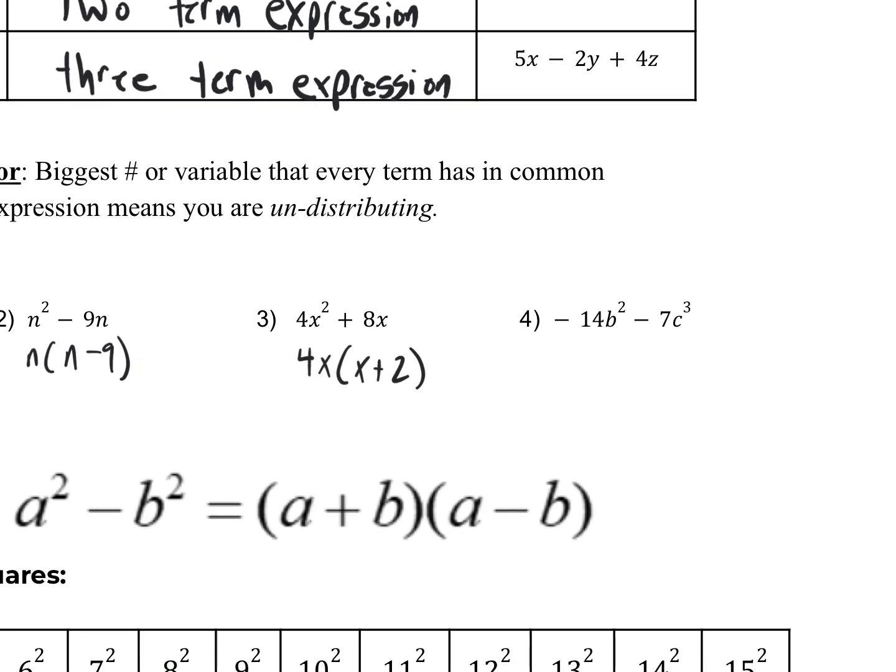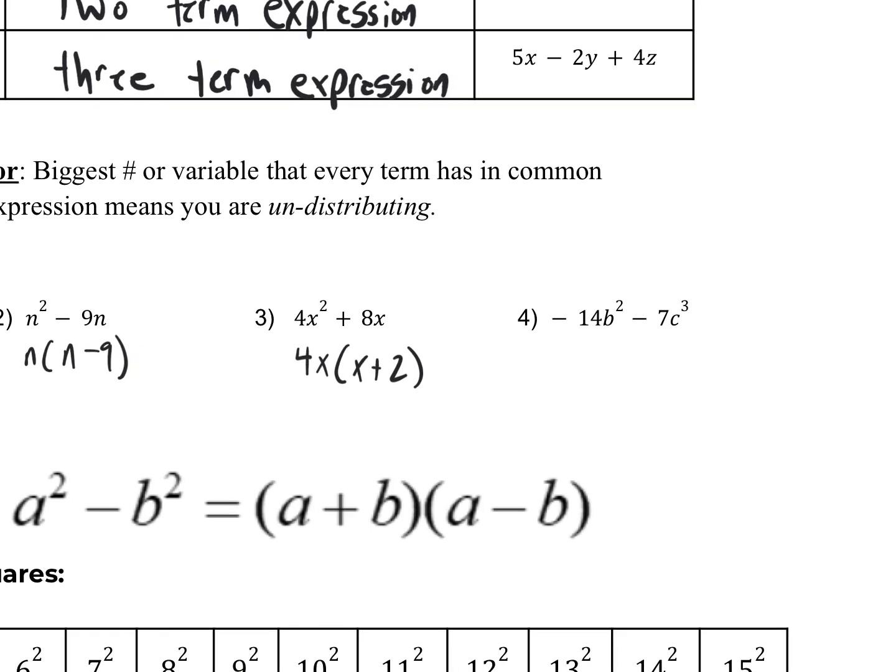All right, last one here. We got negative 14b squared minus 7c cubed. Now, it's very important whenever our leading coefficient is negative, we have to factor a negative out. Even if that's the only thing we can factor out, our first term should never be negative. All right, so we want to factor the negative out. Look at the 14 and the 7. Negative 14 and negative 7, they both can afford to give up a 7.